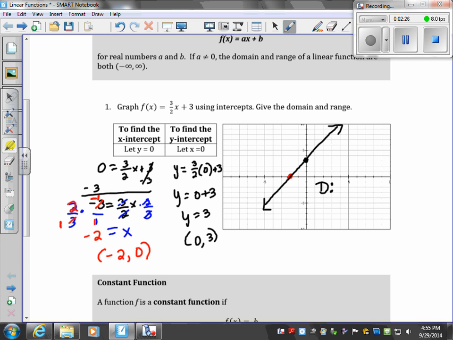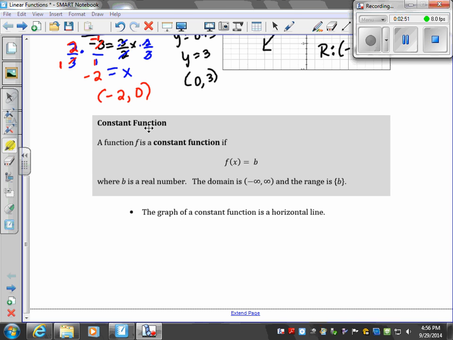Now we name our domain. Your domain is your x values, and it's your leftmost, which is an arrow, to the rightmost point, which is another arrow, so negative infinity to positive infinity. The range is talking about your y values. It's the bottommost to the topmost. And not only that, by definition, we said it was negative infinity to positive infinity.